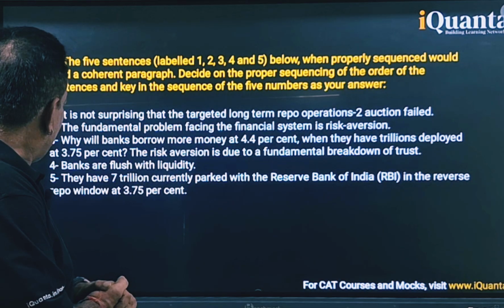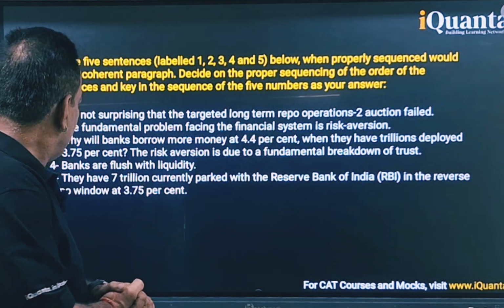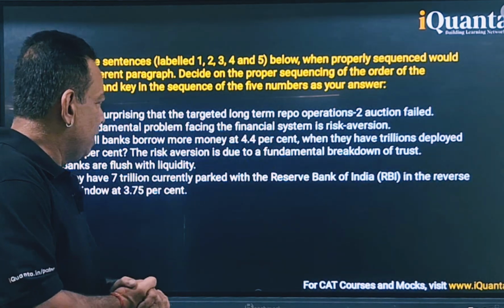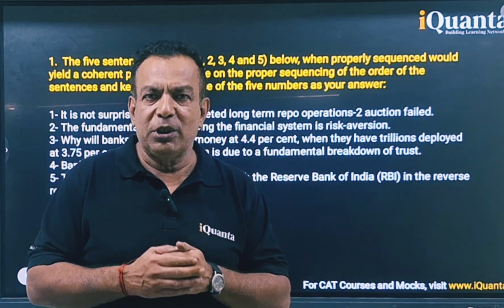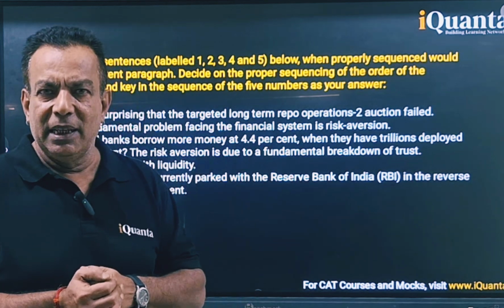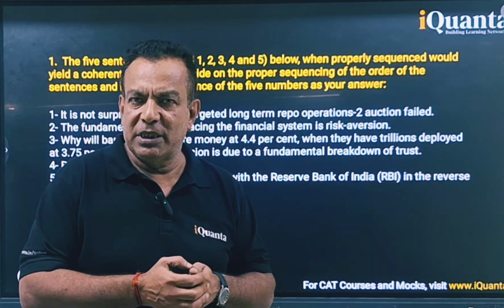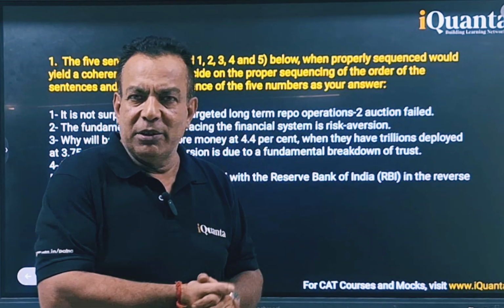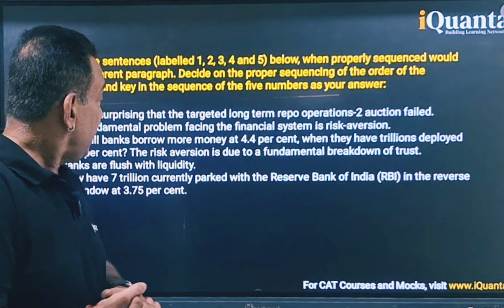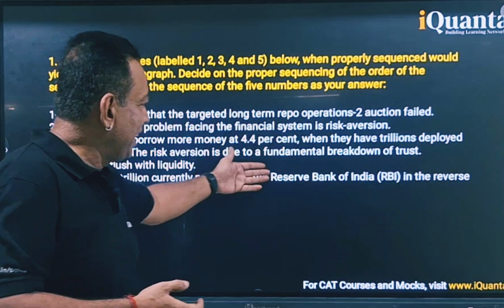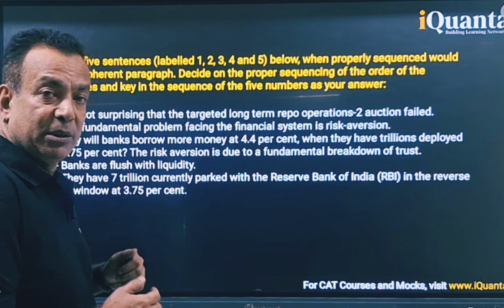They have 7 trillion currently parked with the Reserve Bank of India in the reverse repo window at 3.7%. So what is the reverse repo window? Reverse repo window is when the commercial banks loan the money to the Reserve Bank at an interest rate. So that happens when they have surplus cash and they want to keep it with the Reserve Bank and earn some money from there. So that is the reverse repo rate. So they have 7 trillion already there. And then what happens at the percentage, 3.75%?